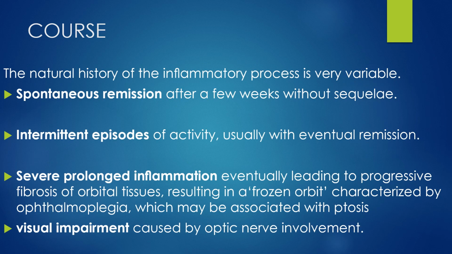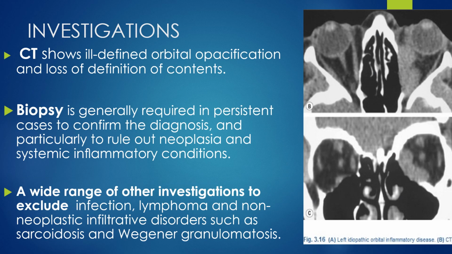The natural history of the inflammatory process is very variable. Sometimes there is spontaneous remission after a few weeks without sequelae. Sometimes there are intermittent episodes of activity, usually with eventual remission. Sometimes they present with severe prolonged inflammation, eventually leading to progressive fibrosis of the orbital tissues, resulting in a frozen orbit characterized by ophthalmoplegia, which may be associated with ptosis. The visual impairment is caused by the optic nerve involvement.